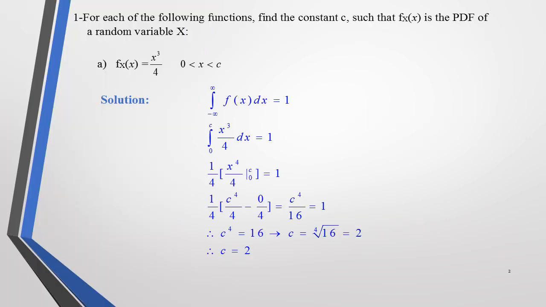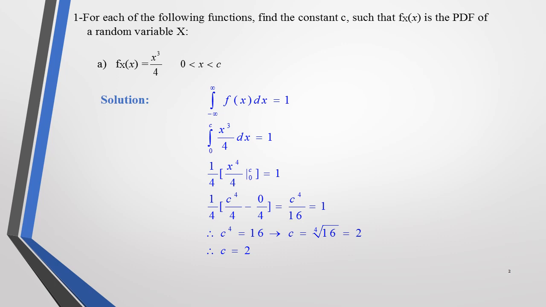Let's start with number 1. For each of the following functions, find the constant c such that f(x) is the PDF of a random variable x. A. f(x) equals x^3/4 for x between 0 and c. f(x) is the PDF of our random variable x, which implies that the area under the entire curve must equal 1, which means the integral from negative infinity to infinity of f(x) dx must equal 1. The integral of x^3/4 dx has to equal 1.